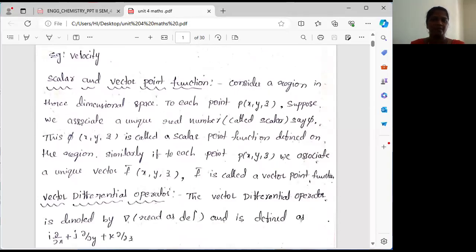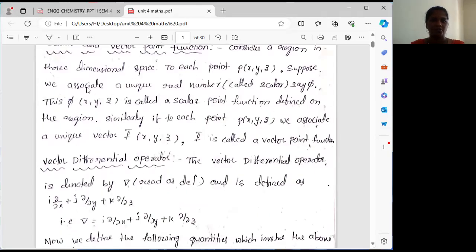Then scalar and vector point functions. Consider a region in three-dimensional space, and to each point P(x, y, z) suppose we associate a unique real number called a scalar, say phi. This phi(x, y, z) is called a scalar point function defined on the region. Similarly, if to each point P(x, y, z) we associate a unique vector f bar(x, y, z), then f bar is called a vector point function.